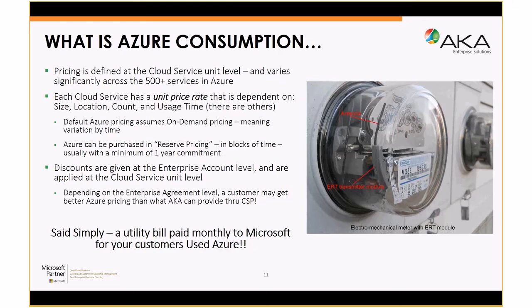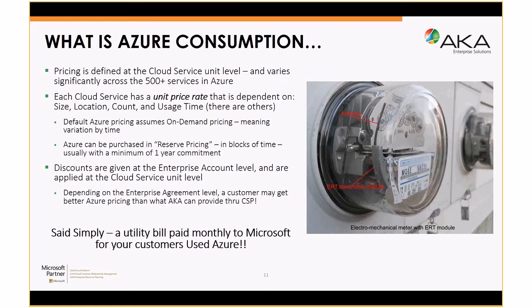Reserve pricing is really, really good when you know you're going to be using it consistently and you're not going to have variation. On-demand pricing, on the other hand, is better when you know your amount of usage is going to go up and down. Pros and cons being on-demand pricing can change. Reserve pricing gets you locked at a rate. Everything is done on enterprise agreements. So, people always ask me, how can I get a discount? Well, do you have an enterprise agreement?